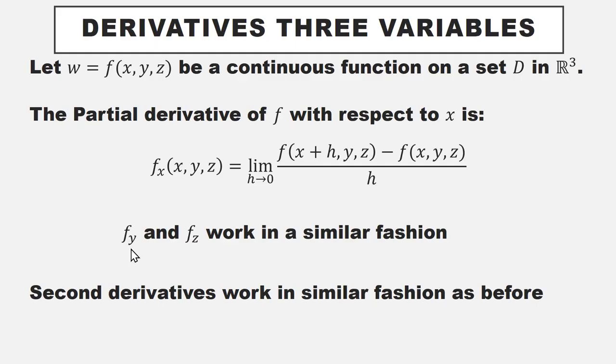And we do the same thing. We keep x and z constant if we want to take a partial derivative with respect to y. We keep x and y constant if we want to take a partial derivative with respect to z. So partial derivative with respect to the variable, we can take any of our three variables, and we can take partial derivatives with respect to any of those three variables.